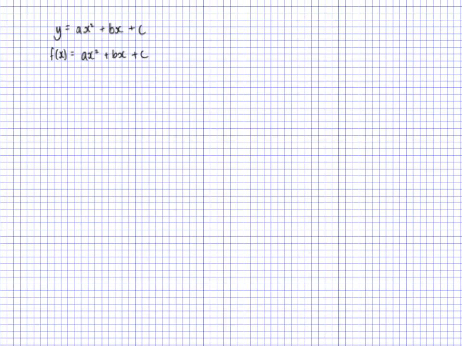The general quadratic functions can be given in these forms. Now, this is the general form because I have a for the coefficient of x squared, b for the coefficient of x, and c as a constant.